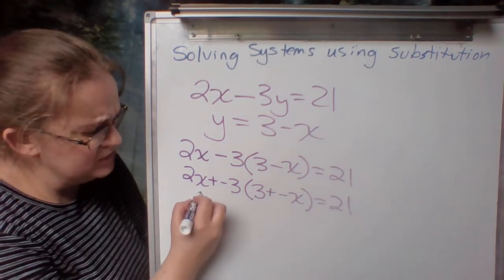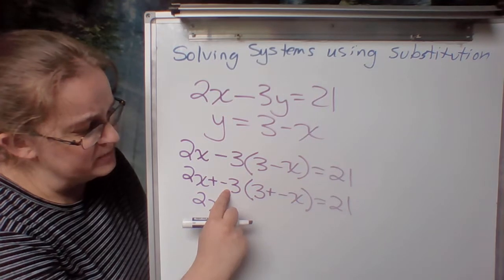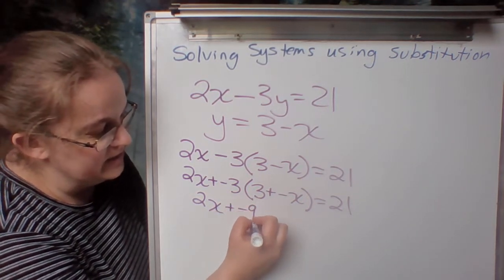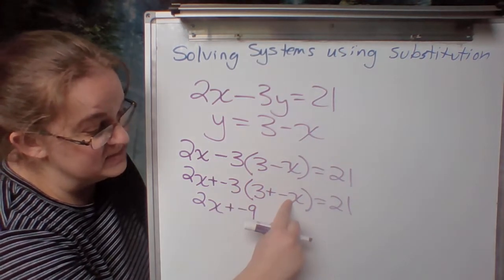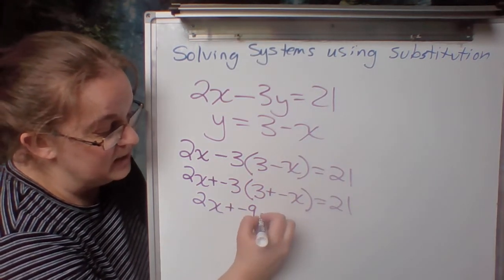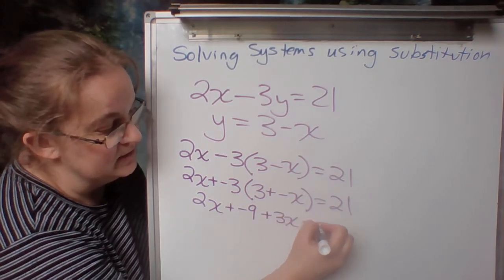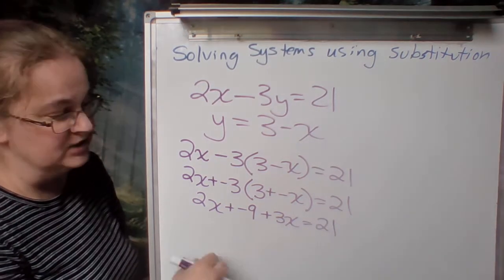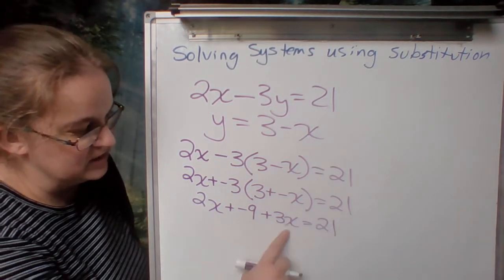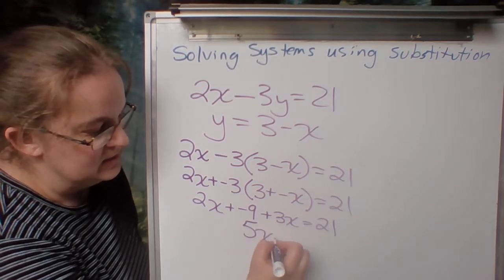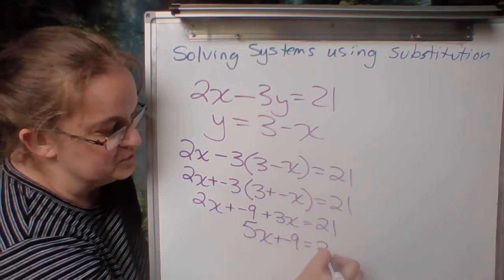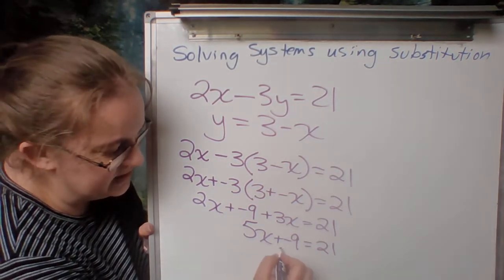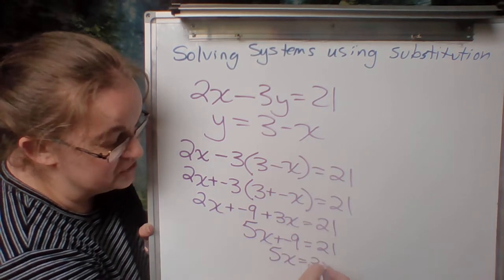Okay, so 2x doesn't do anything. I'm distributing the negative 3, so negative 3 times positive 3 is negative 9. Negative 3 times negative x would be positive 3x equals 21. Now, because I have it all as addition, I can just combine like terms using the commutative property. So 2x plus 3x is 5x plus negative 9 equals 21, or you can go back to minus 9 at this point. I'm going to add 9 to both sides. So you get 5x equals 30.